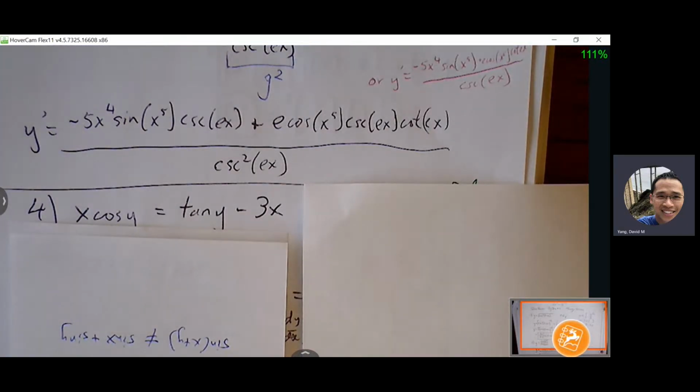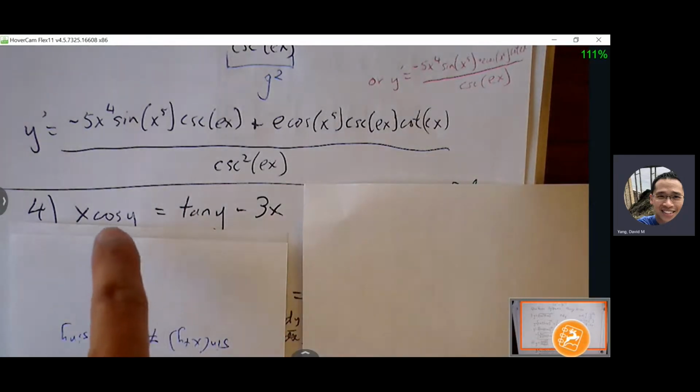Number 4 says x cosine of y equals tangent of y minus 3x. Look at how this equation is set up. We're asked to find the derivative. What process do you see involved with this equation? Product and implicit. Okay, implicit, I think that's easier to spot, right? You see y's all over the place. You know you're going to have to keep track of your dy dx.